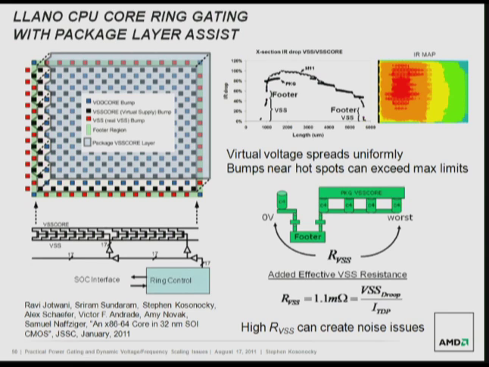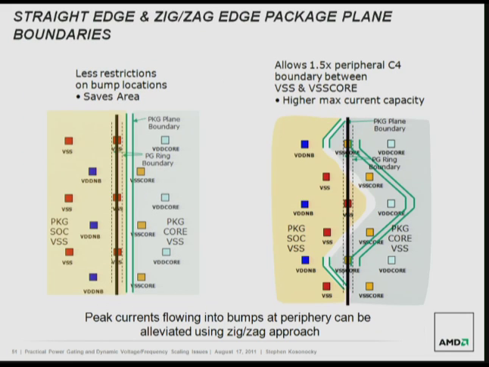And one of the challenges here is when you do the spreading, you're basically spreading all your current and funneling it down through a few bumps right on the periphery of the core, and you could get bump EM issues. Okay, so to deal with that, look at the cartoon on the left. Consider these two package planes, where the one shaded in gray is the virtual core package plane, and the beige one is the SoC package plane that represents the real VSS.